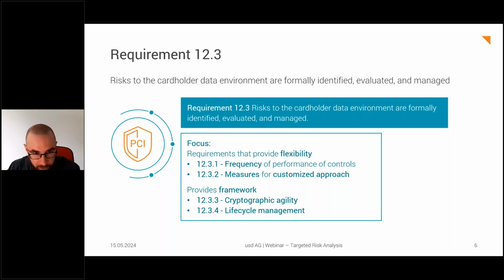requirements that provide flexibility. In 12.3.1, you have to perform a risk assessment or risk analysis for any requirements that provide some flexibility in terms of frequency of the performance of other controls. And in 12.3.2, you have to perform a targeted risk analysis for the measures that you use for the customized approach. So these are the 2 main options you have to get some flexibility in PCI 4.0.